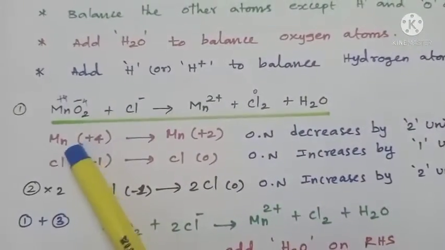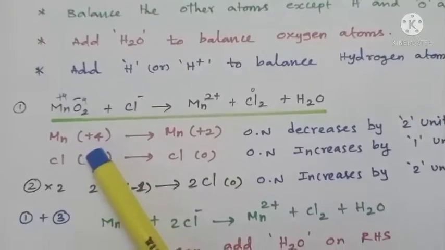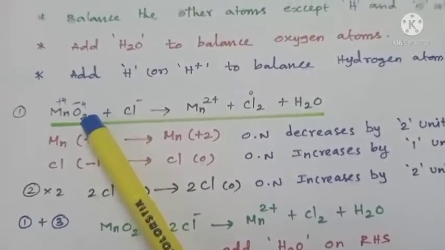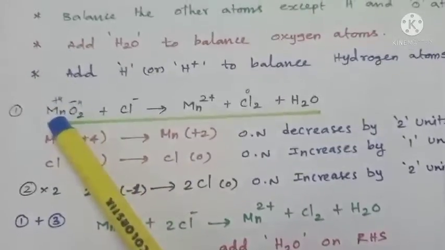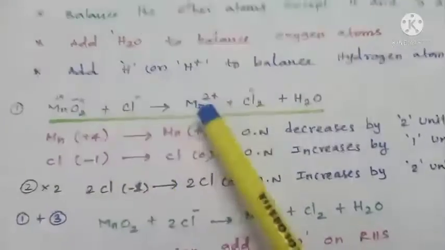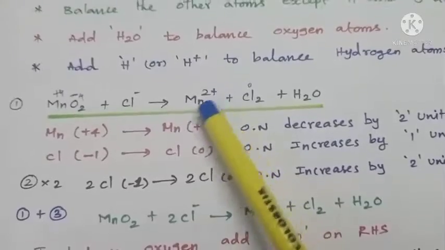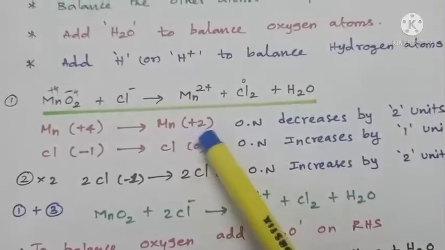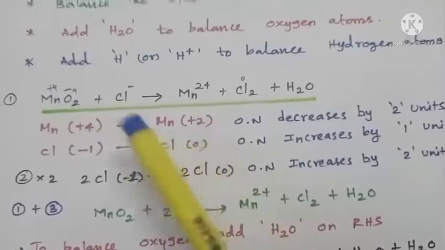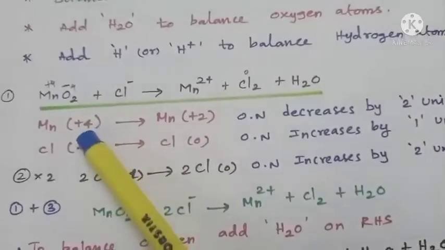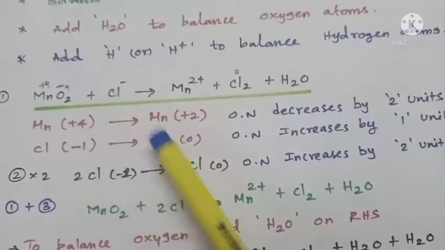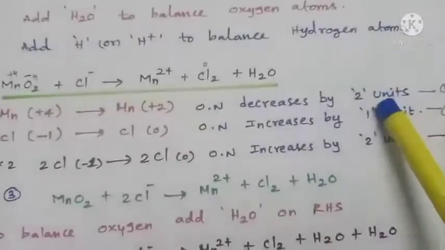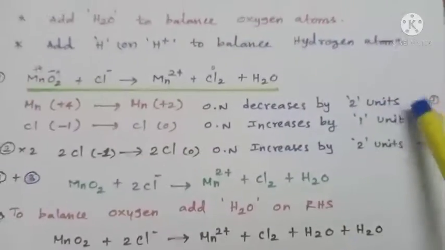Now the oxidation number of manganese on the left hand side is +4, because oxygen is -2, there are 2 oxygen atoms, totally -4. Therefore manganese has +4 oxidation state. Whereas on the right hand side Mn is given in ionic form, Mn2 plus. So the manganese oxidation number is nothing but its charge, as it is a monoatomic ion. So the oxidation number of manganese changes from +4 to +2. So the oxidation number decreases by how many units? 2 units. Let us have that as equation number 1.